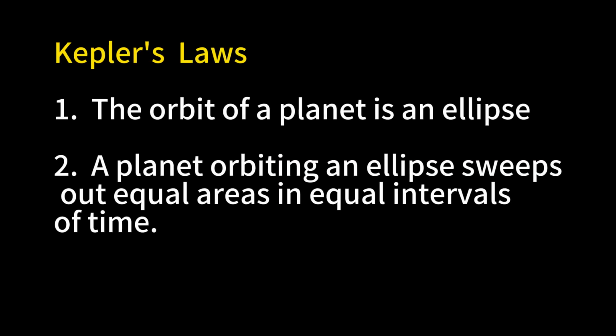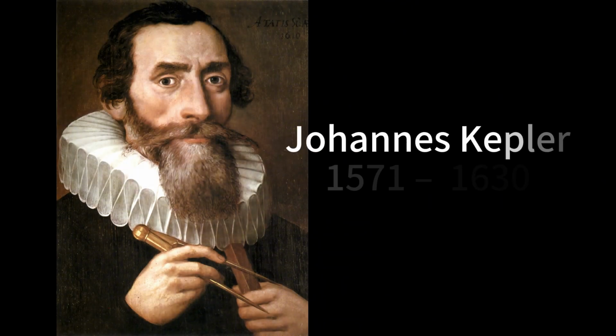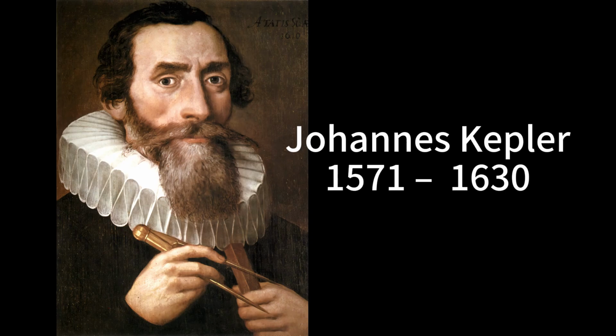The first law states that the orbit of a planet is an ellipse. The second law states that a planet orbiting in an ellipse sweeps out equal areas in equal intervals of time. Kepler proposed these 2 laws in 1609. Yet his derivation relied entirely on observation data. In other words, these 2 laws were initially just empirical conclusions and had not been rigorously proven.